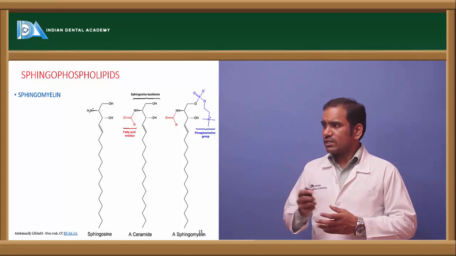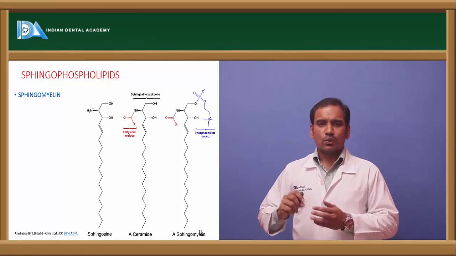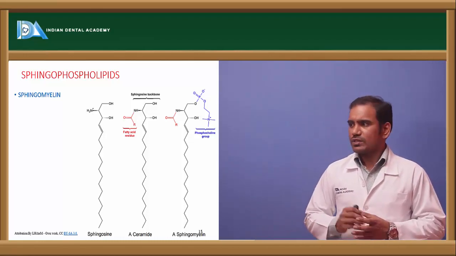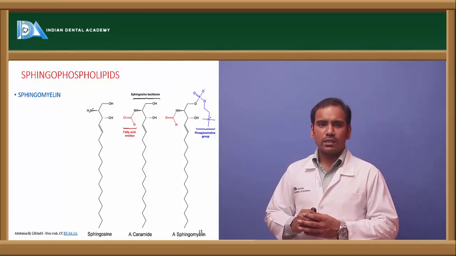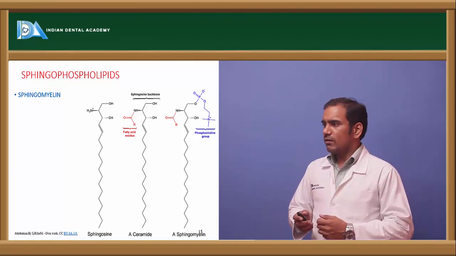When you see the structure of sphingomyelin, we have sphingosine plus fatty acid. Sphingosine plus fatty acid together we call ceramide. So ceramide is the structure present in sphingomyelin. It's nothing but sphingosine plus fatty acid.